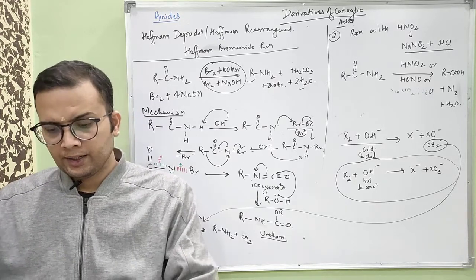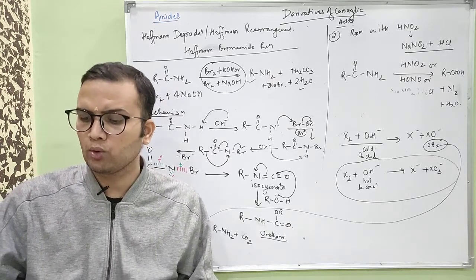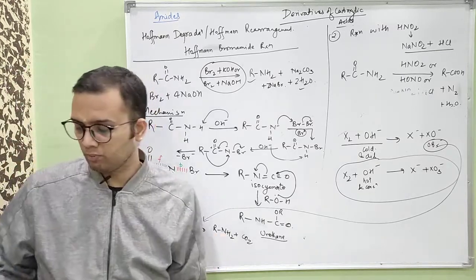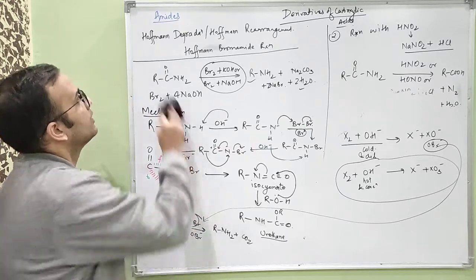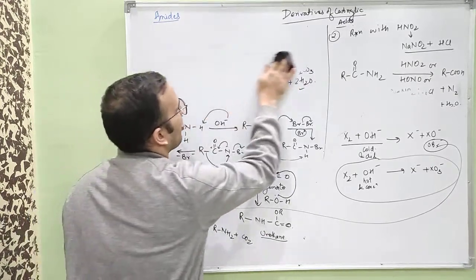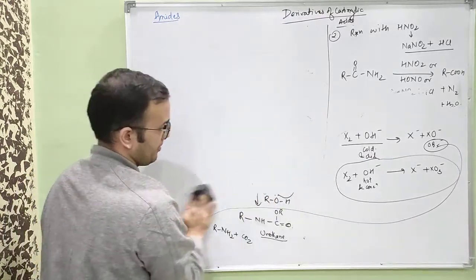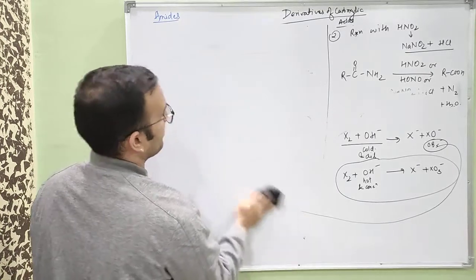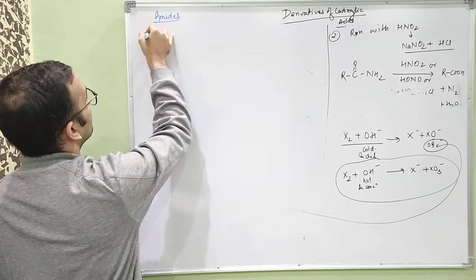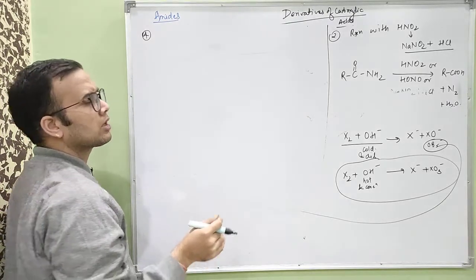Let's move on. Dehydration is an important reaction, and then we'll move on to reduction. Reduction is also a very, very important reaction over here. Dehydration can take place in two or more ways basically. Hoffman degradation. This is the third, and this is the fourth one. Fourth one is reduction, another one is dehydration.